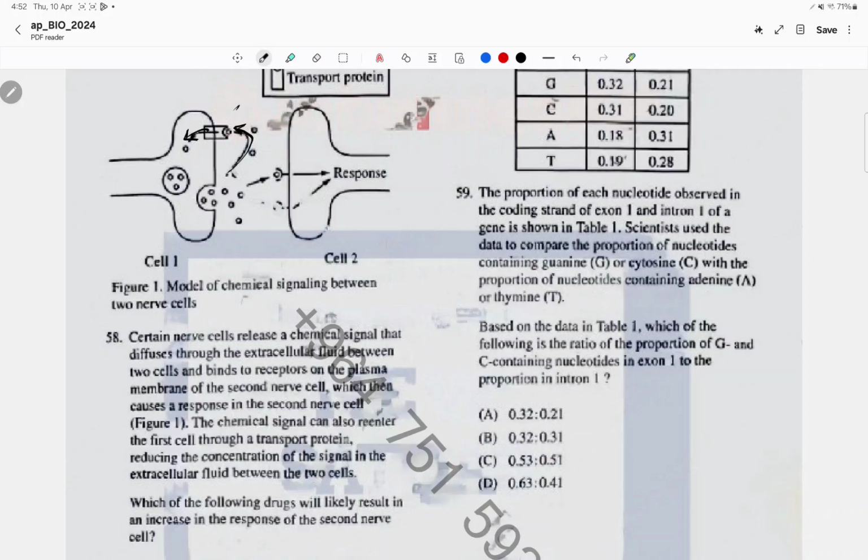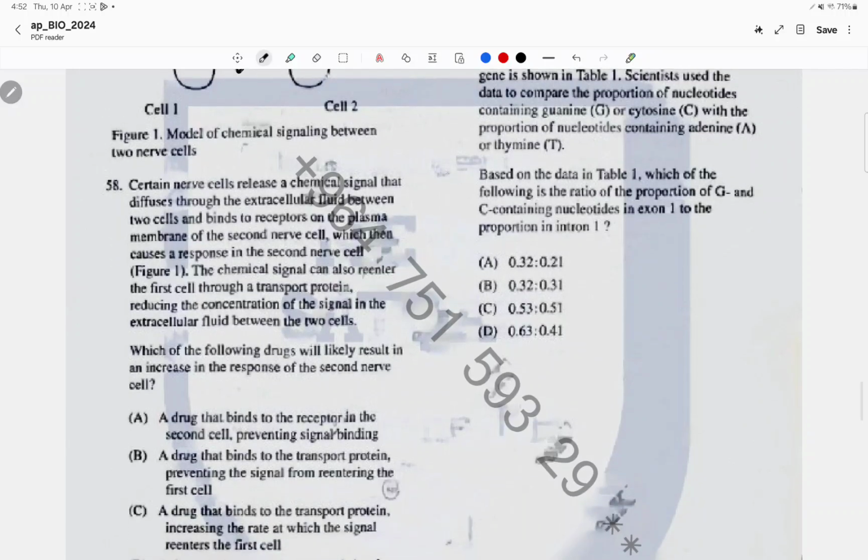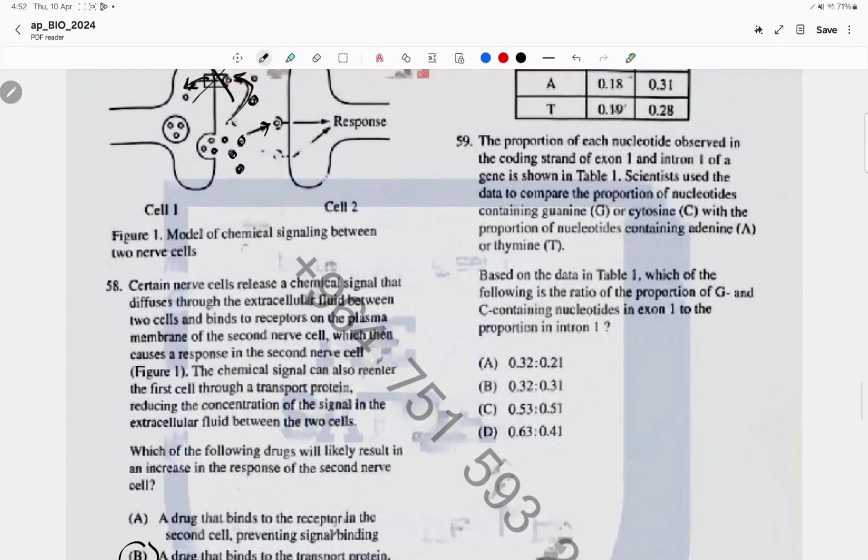So you have to block this transport protein for basically the molecule to stay in the synapse and possibly make it across to cell number 2. Yeah, so you must prevent it from entering the first cell.